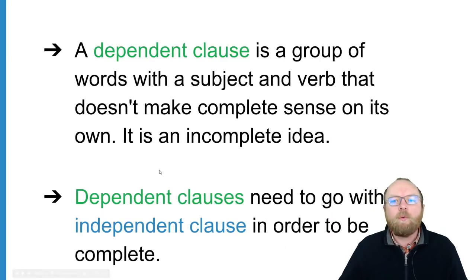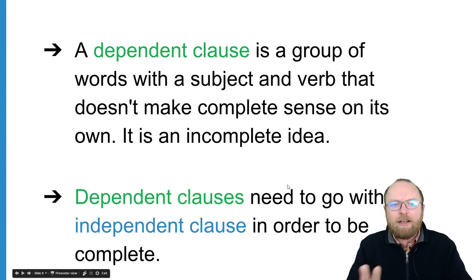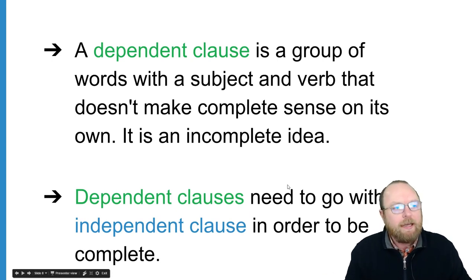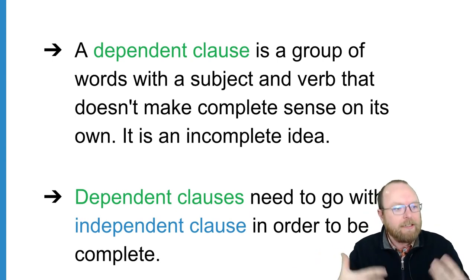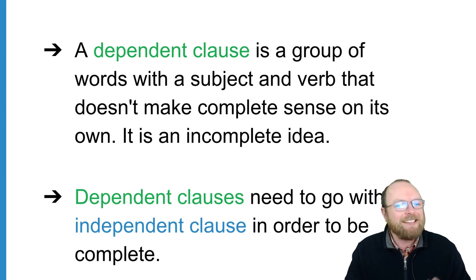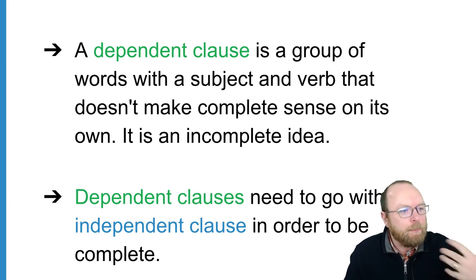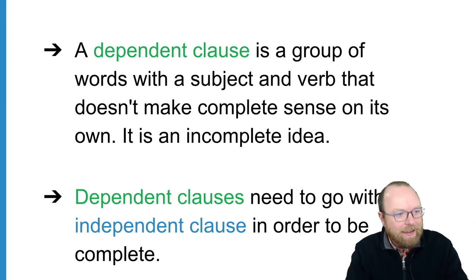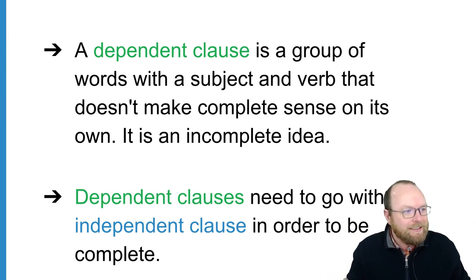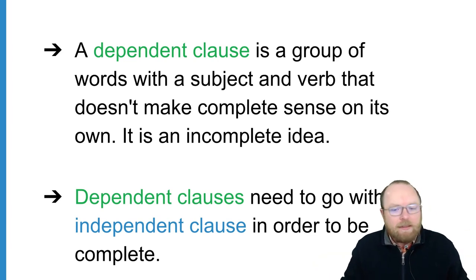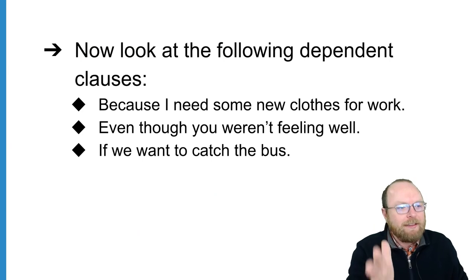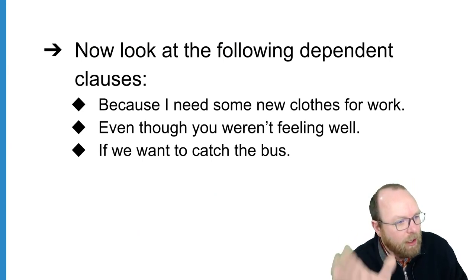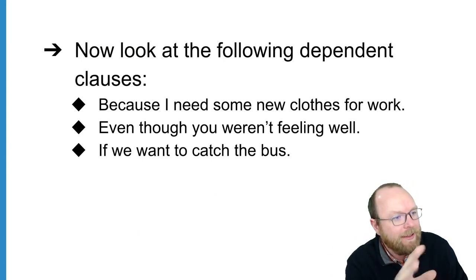Okay. Here we go. What is a dependent clause? A dependent clause is a group of words. Now it has a subject, it has a verb, but it doesn't make complete sense by itself. It's incomplete, right? Look, go back here. These sentences don't make sense by themselves.